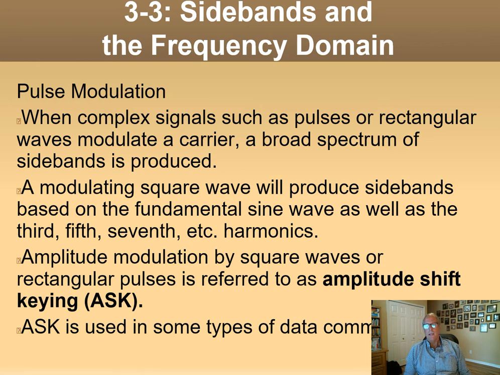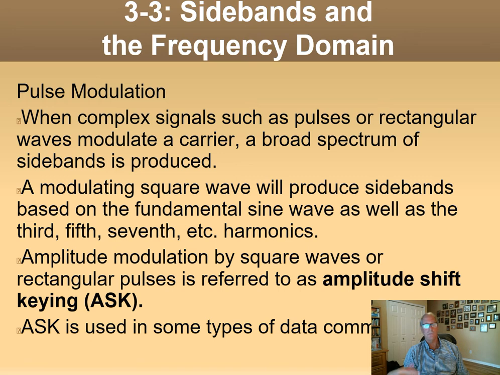Okay, we talked last time about Fourier transforms, right? And the fact that any square wave is an infinite number of odd harmonics of the fundamental. Well, that ends up being a pretty large bandwidth, right? So complex signals like pulses or rectangular waves, using something called amplitude shift keying, which is a modulation technique, result in a really wide bandwidth because you've got all of these harmonics in there, right?